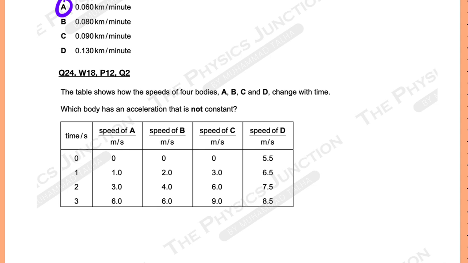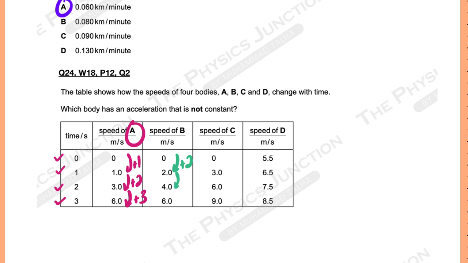Now if I do this, and all of this data is given at 1 second intervals, right? So 0 to 1 this increases by 1, 1 to 3 this increases by 2, and further if I want to confirm 3 to 6 this is also increasing by a different amount. This means this is not constant acceleration. Now let's go on to the rest of the options and see why those have constant accelerations.